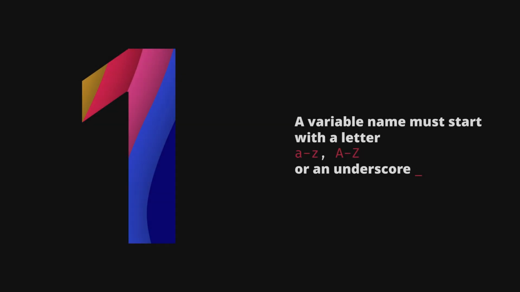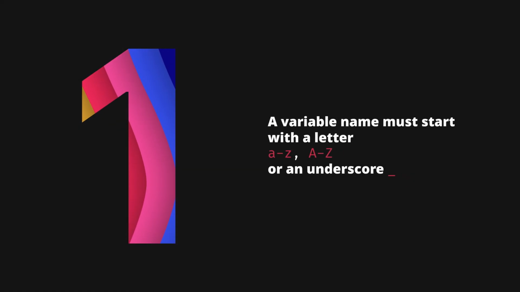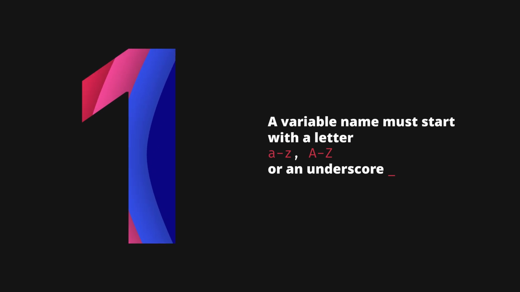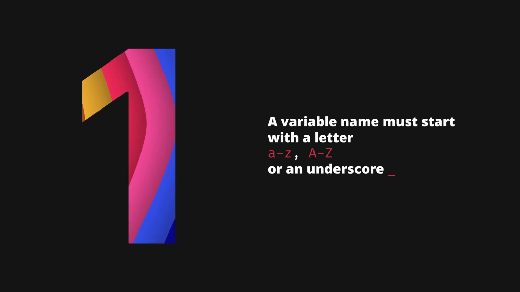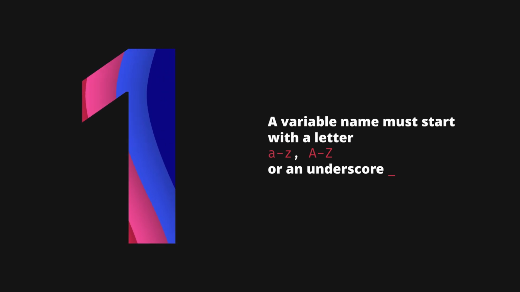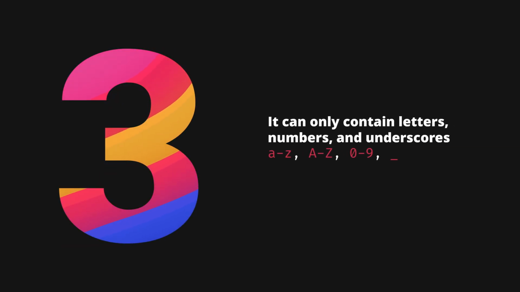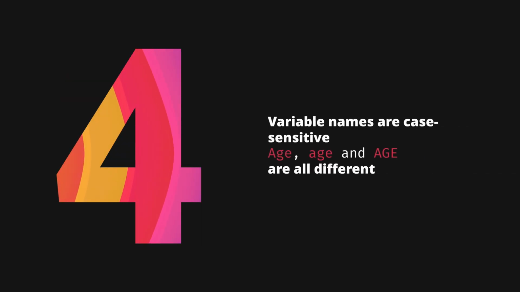Here are the rules for naming variables in Python. A variable name must start with a letter from A to Z or with an underscore. It cannot start with a number. It can only include letters, numbers, and underscores. That means lowercase and uppercase letters, digits 0 through 9, and the underscore character. Variable names are case sensitive, so age, Age, and AGE are all different.